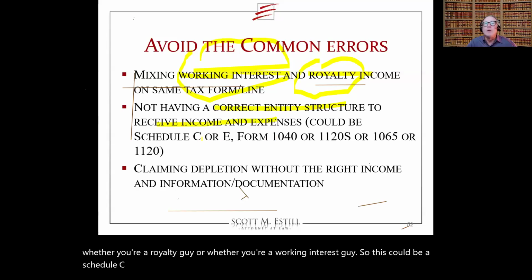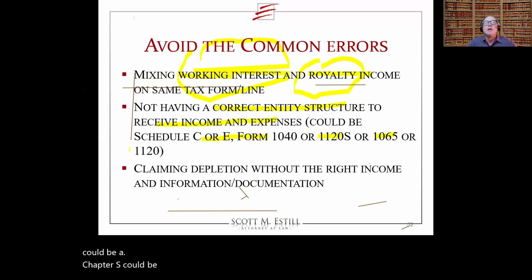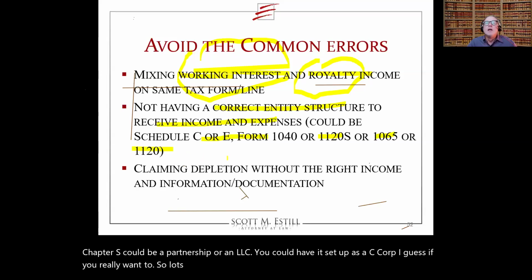It could be, on both of those, on the 1040, or it could be a subchapter S, could be a partnership or an LLC. You could have it set up as a C corp, I guess, if you really want to. So lots of different possibilities.